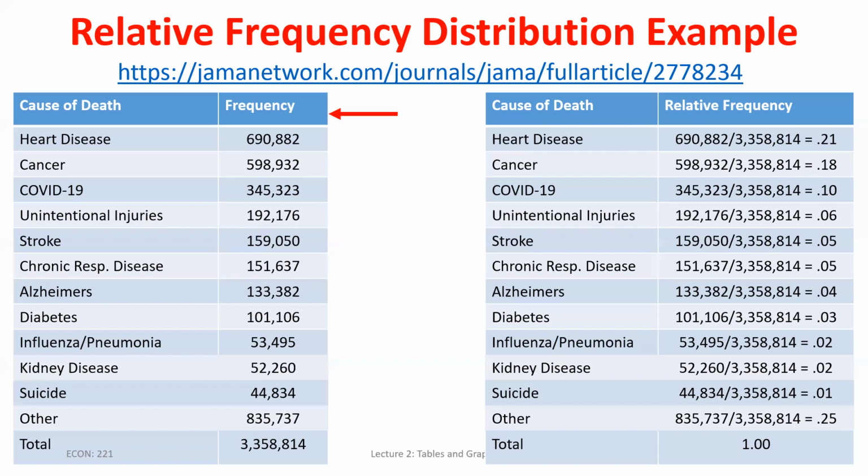Okay? So I've got these frequencies. To turn them into relative frequencies, all I'm going to do is take the frequency, say the number of people who died from heart disease, divide it by the total number of deaths that I had, and that'll give me that relative frequency, or the proportion of people last year who died from heart disease.